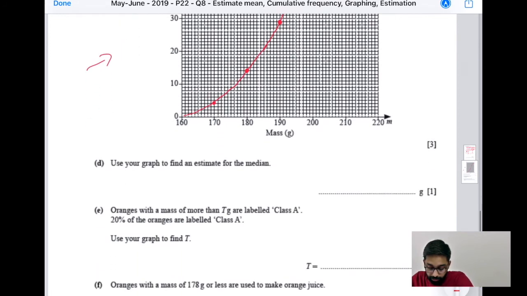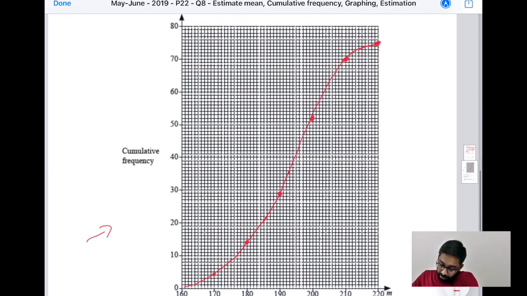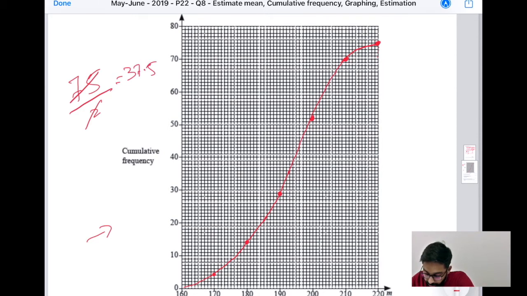So the next part says use your graph to find an estimate for the median. For the median, you need to find the middle value of the frequency first. The frequency was 75. The middle value of that would be 75 divided by 2, 37.5. You draw a horizontal line at 37.5. Okay, so 1, 2, 3, 4, 5, 6, 7.5. So we draw a horizontal line over there.